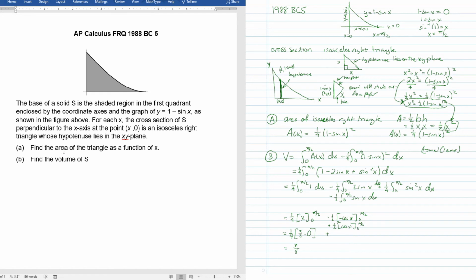Well, if I go 1/2 times the cosine of pi over 2 minus the cosine of 0, well, cosine of pi over 2 ends up being 0, and the cosine of 0 is 1, and I find out that I have 1/2 times 0 minus 1, and so I come up with negative half.